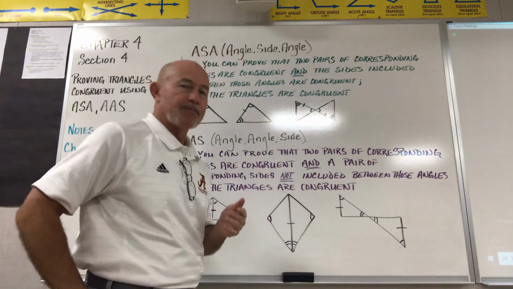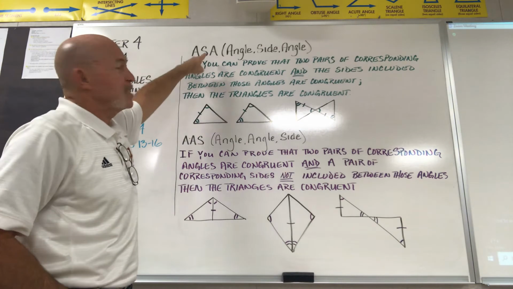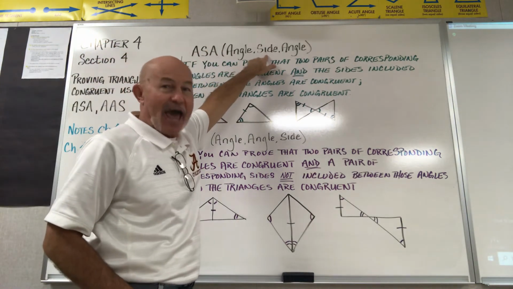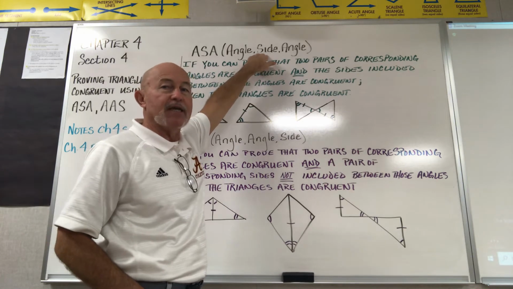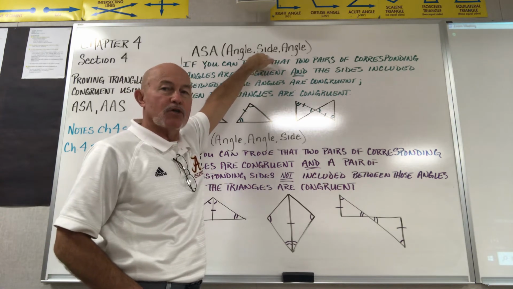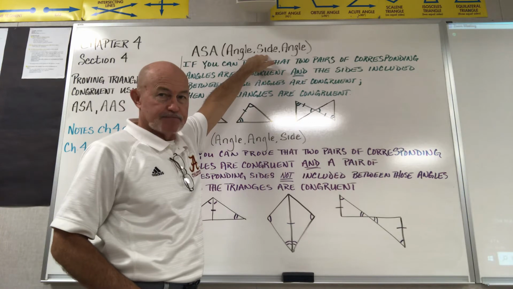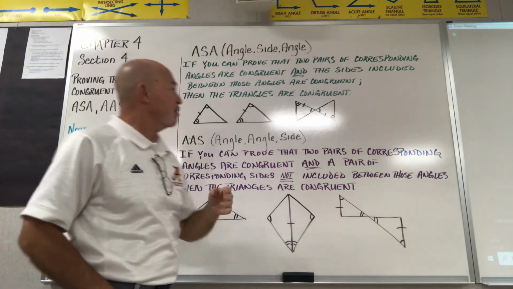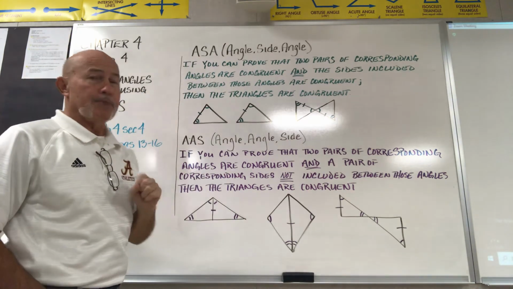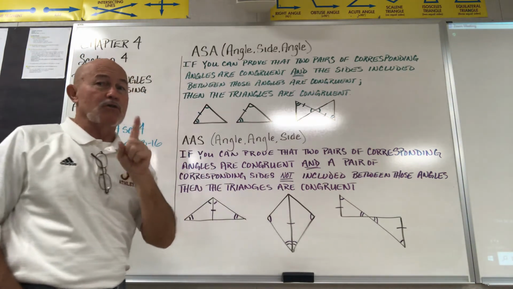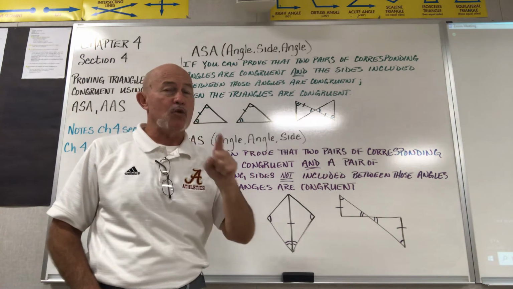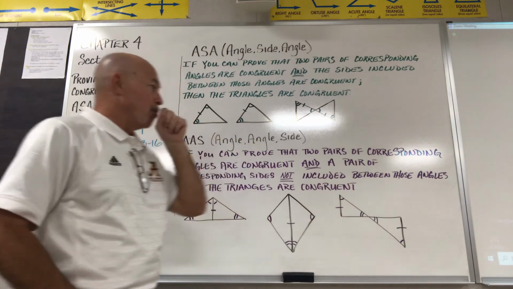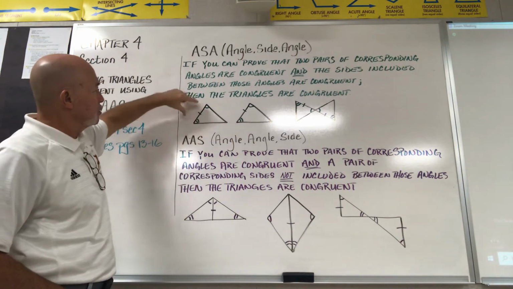Okay, here we go. The first one for the day is angle-side-angle. Yes, the side has to be located between the congruent angles. Otherwise, it's not this method, and we have to look for another one. We prove that two pairs of corresponding angles are congruent, and the side included between them, then you have congruent triangles. Here are examples.